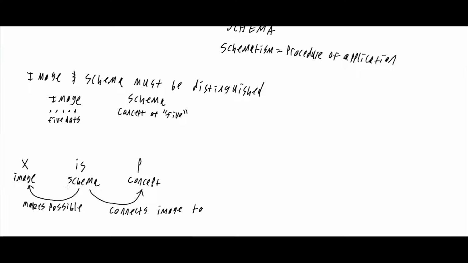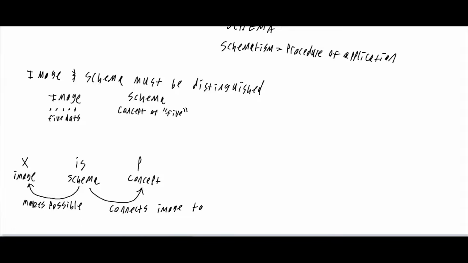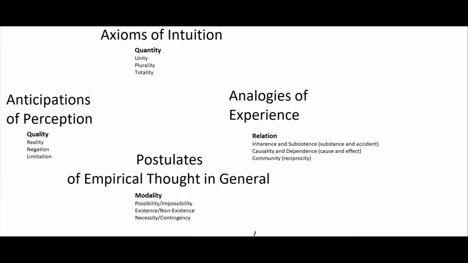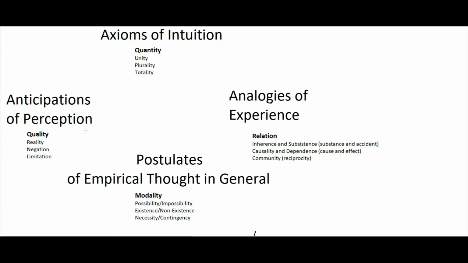So the schema is kind of like the "is" in "x is p," where the concept and image work in this mutually recursive role. And so then Kant goes through each of these things in order. So looking at the schema of quantity, the schema of quality, the schema of relation, and the schema of modality, and lays out what each of these is more specifically.